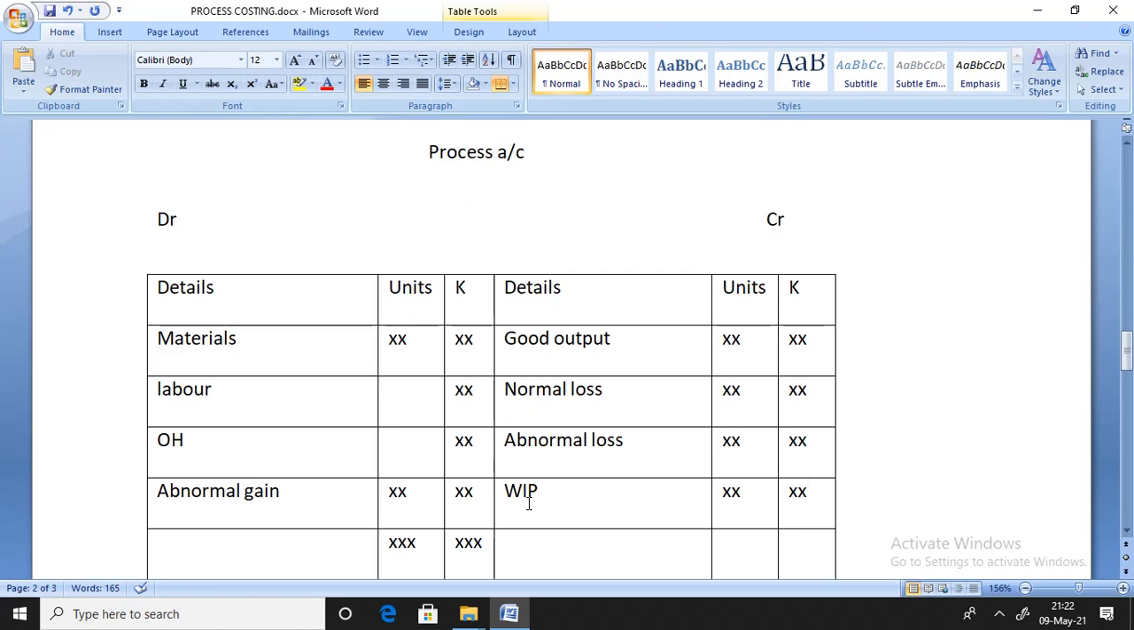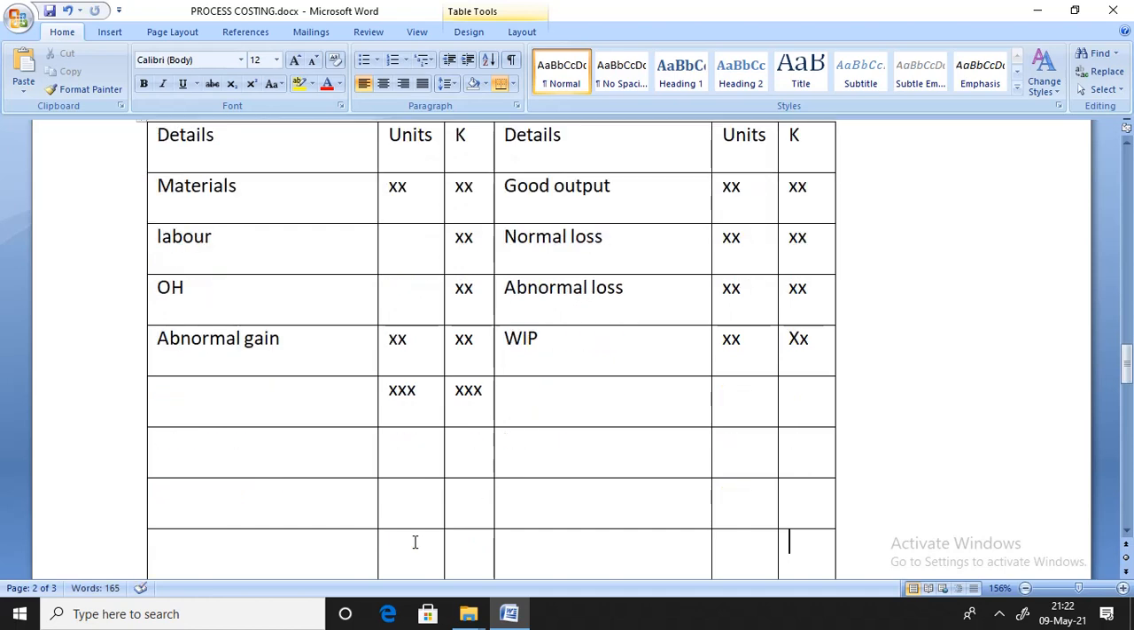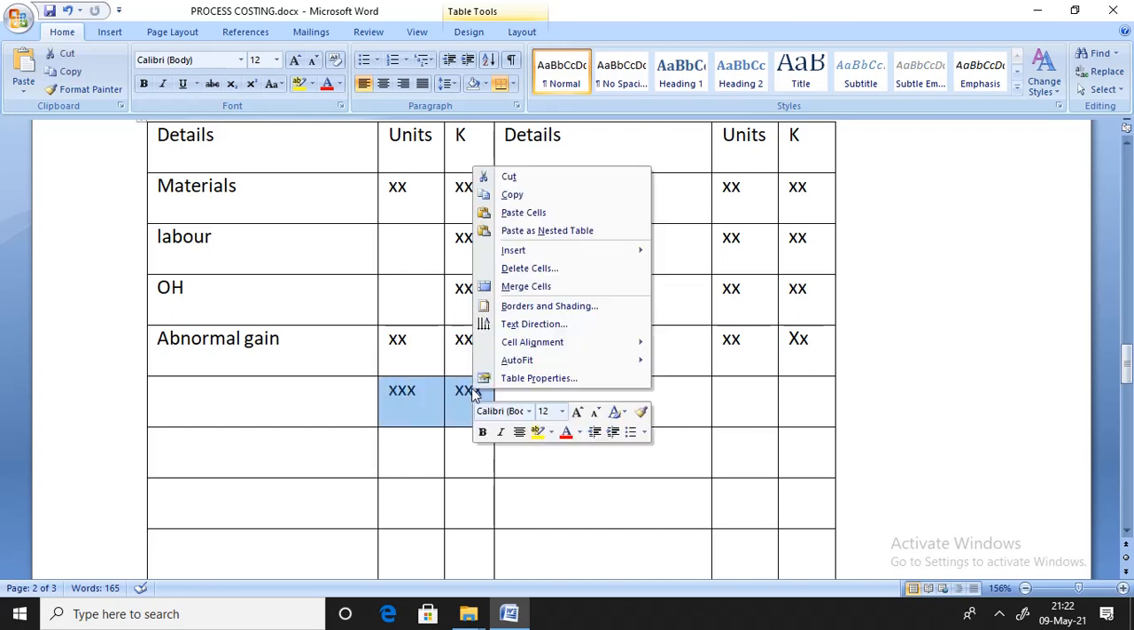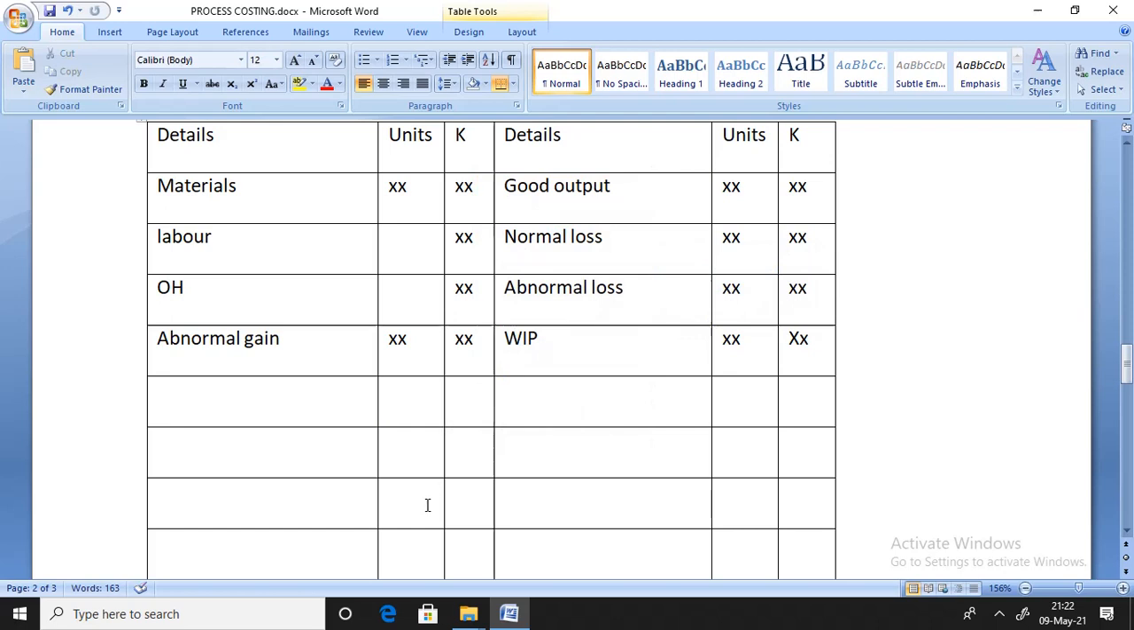You'll be given the percentage of completion and calculate the equivalent units so that you can calculate the cost per equivalent unit. I'll be able to show you that in the second video when we deal with the example. There is a big question that I'll be doing in the next video, so please watch out for that video.